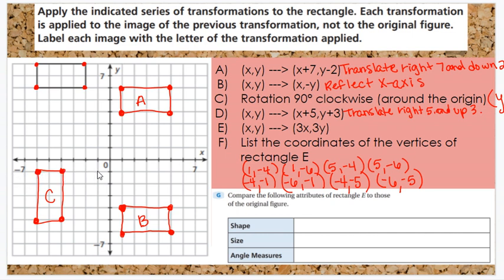So I'm going to go right 1, 2, 3, 4, 5, up 1, 2, 3. I'll do the same for each of the remaining points: right 5, up 3. All right, so here's my new rectangle D.